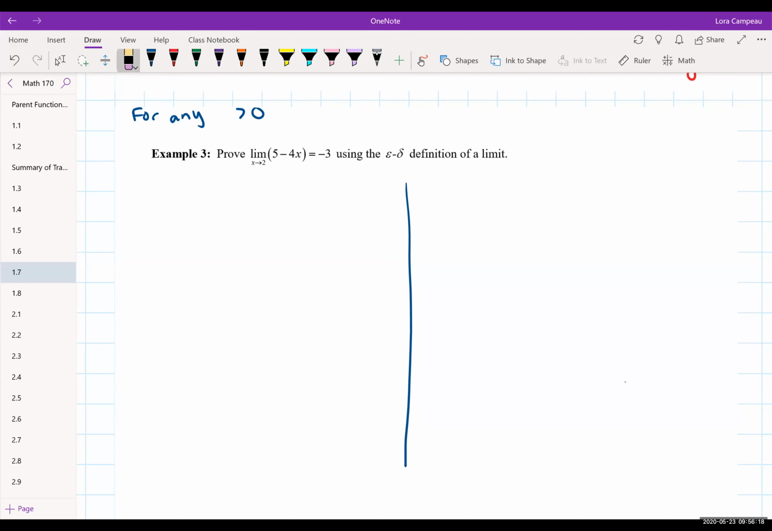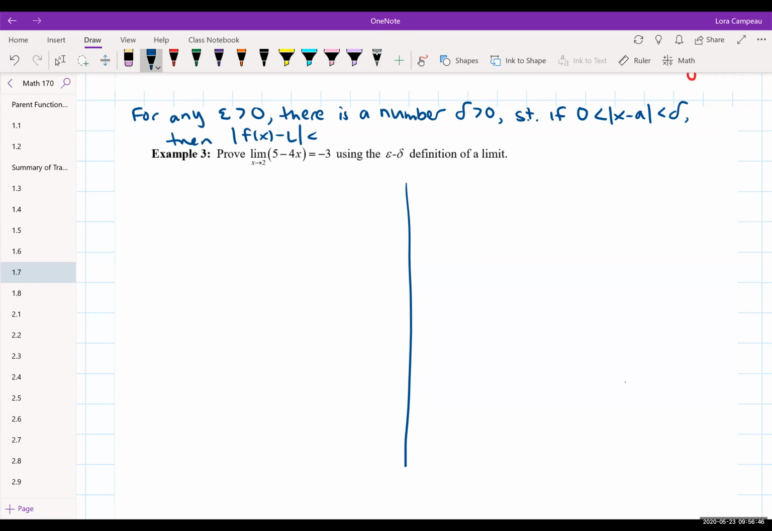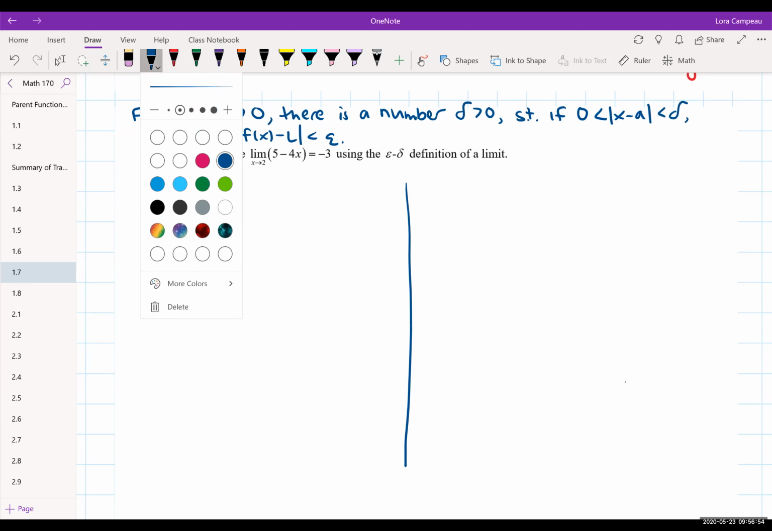So for any epsilon greater than 0, there is a number delta greater than 0 such that if 0 is less than the absolute value of x minus a, less than delta, if that is the case, then the absolute value of f of x minus L is less than epsilon. I always write that out so I have a guideline of how I'm supposed to start and so on.